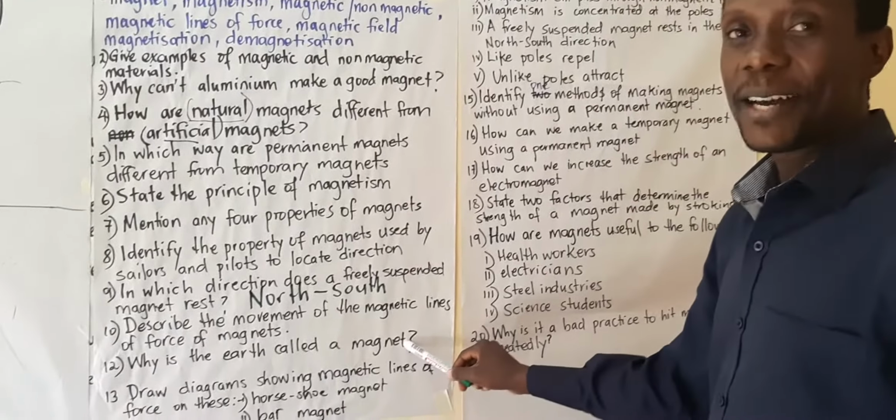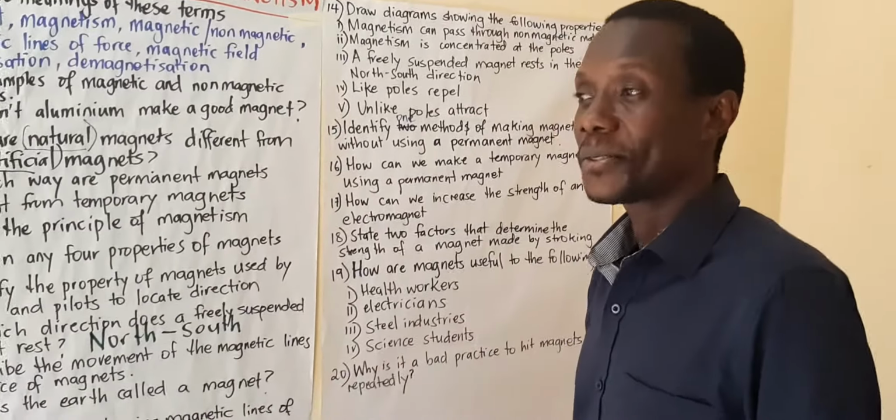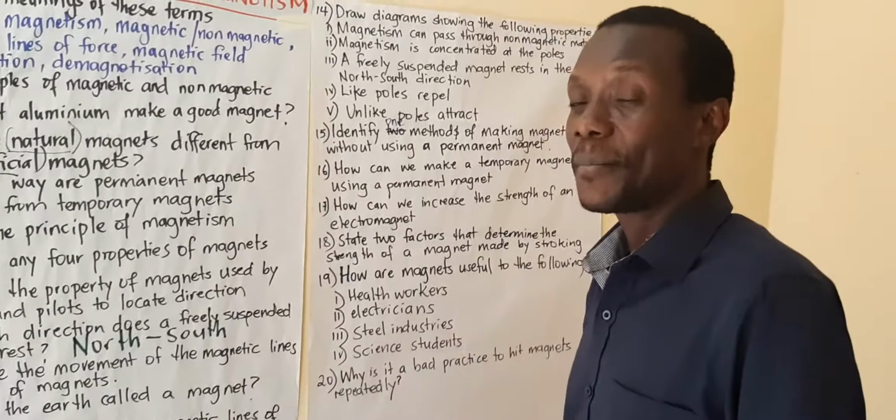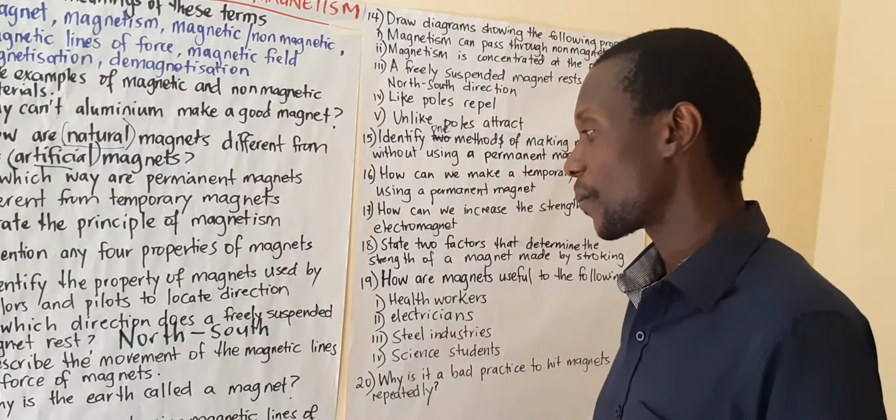Why is the Earth called a magnet? The Earth is called a magnet because it has a North Pole and a South Pole. That's yet another property that is featured in this question.